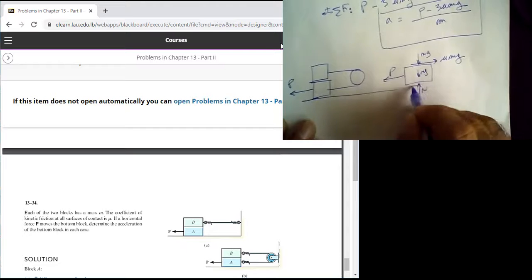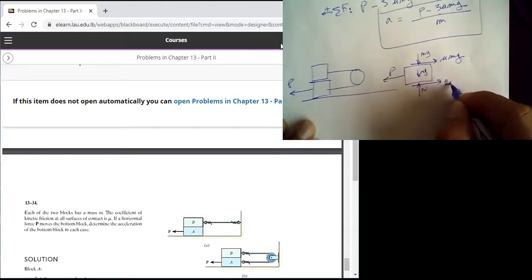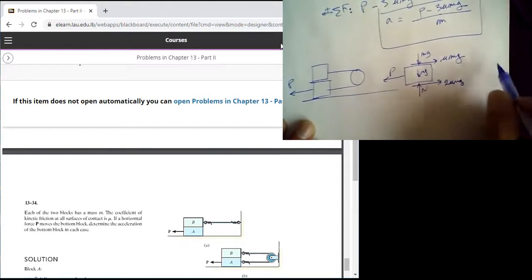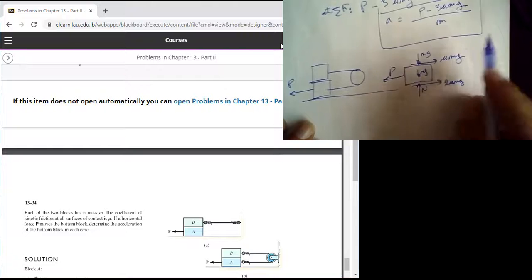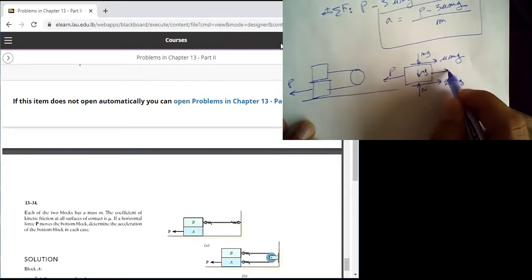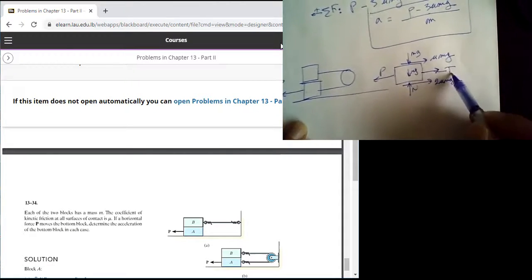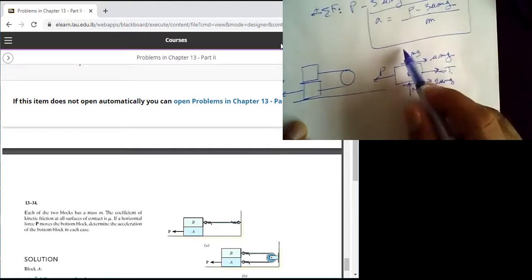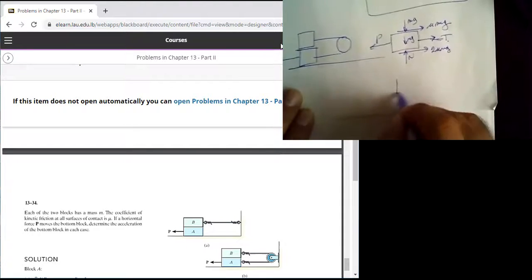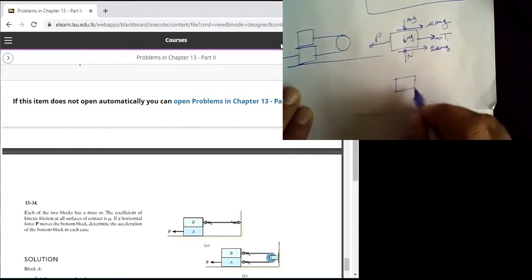What else here? We will actually have N equal to 2 mg. What else though? We actually have another thing here, a tension. Tension in the wire. What is the tension equal to? The tension is going all the way down, and then it's covering the other block. So what is the tension on the first block?